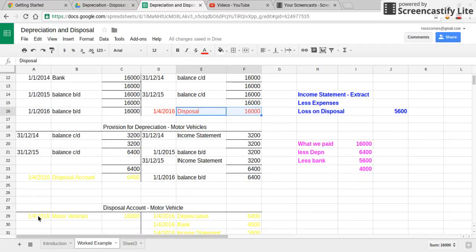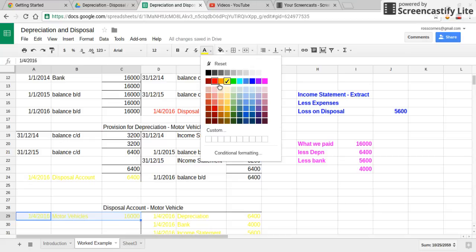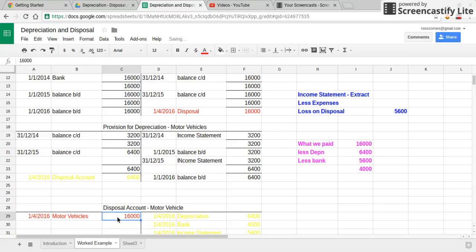Okay, so what we can see now down here in the disposal account is that $16,000 of the original cost of the motor vehicle is now a debit entry. So if you look at that, it's just straightforward double entry. We've credited the motor vehicles account, debited the disposal account.